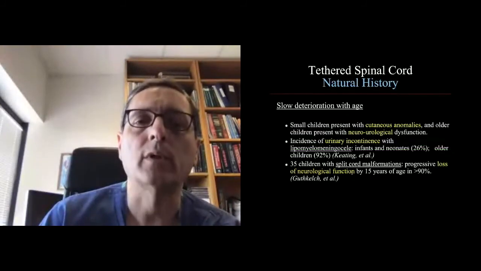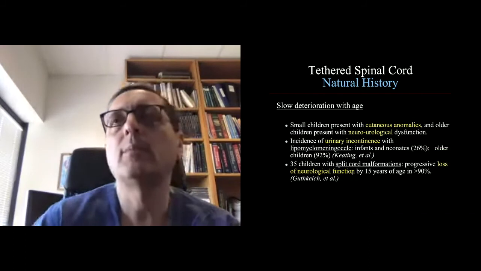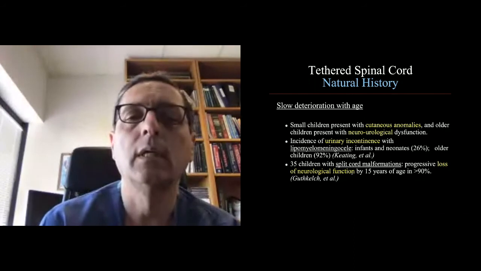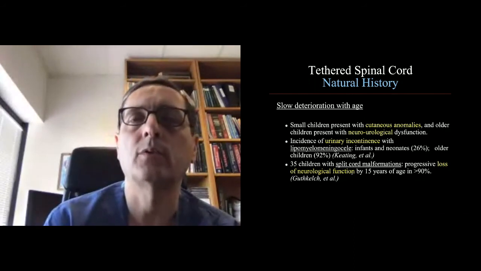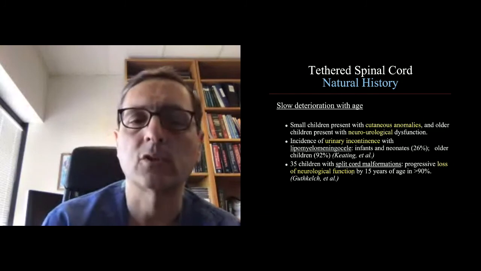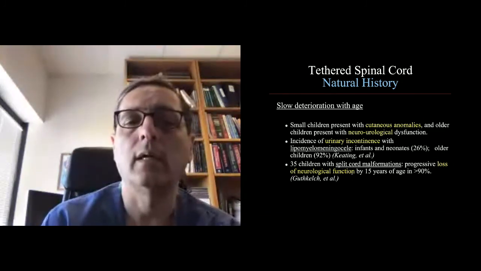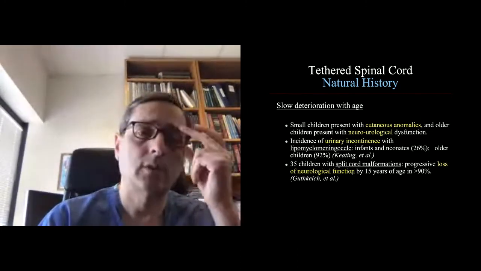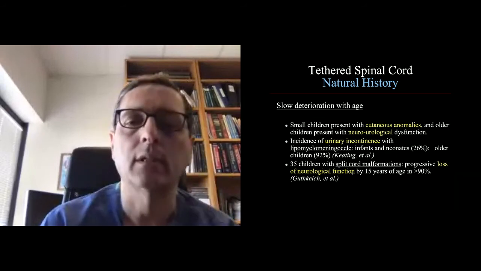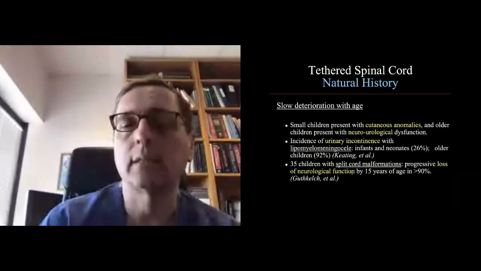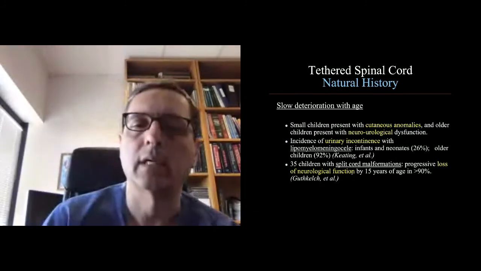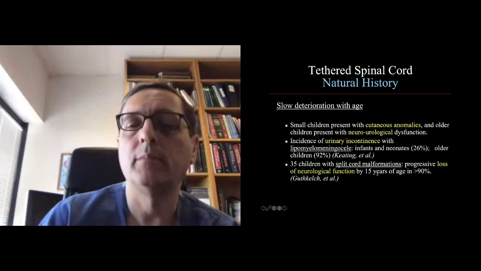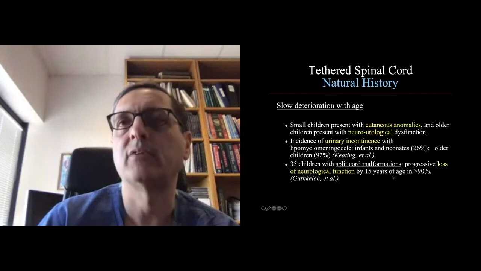So when do we worry? What we know about people who are born with tethered cord structures is that they often will develop neurological deficits or bladder deficits over time. So there are natural history papers out there that show that children who are born with a lipomyelomeningocele are usually continent at birth, but they become incontinent later in life. And then people with split cord malformation may develop progressive neurological dysfunction by 15 years of age.